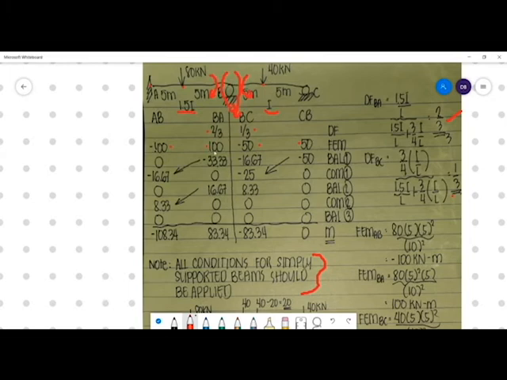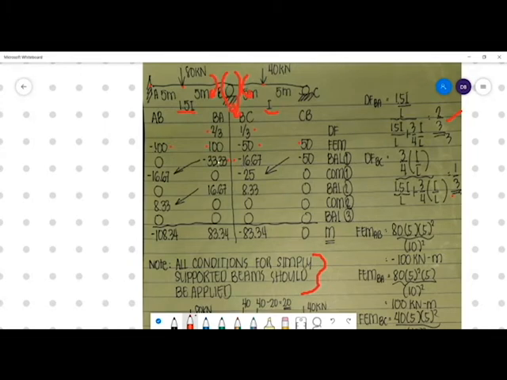So we have 50 kilonewton-meter positive. To balance, we need 50 negative, and we distribute it. For BA, multiply 50 by 2/3, negative 33.33. For BC, multiplied by 1/3, negative 16.67. Okay?